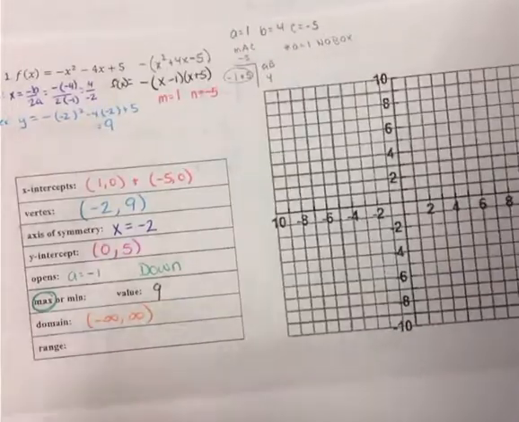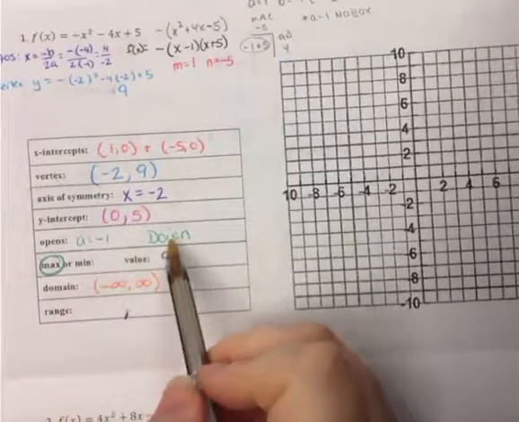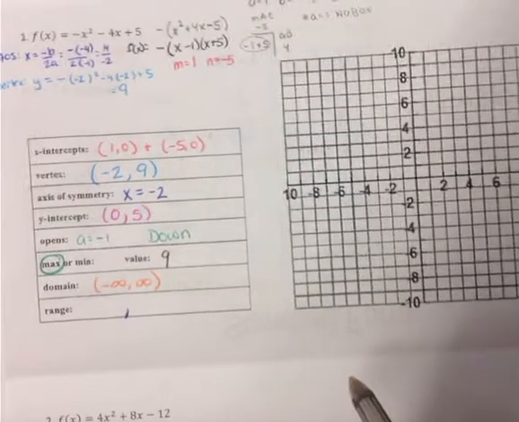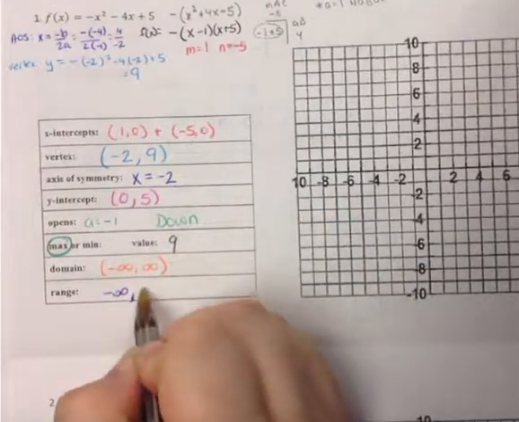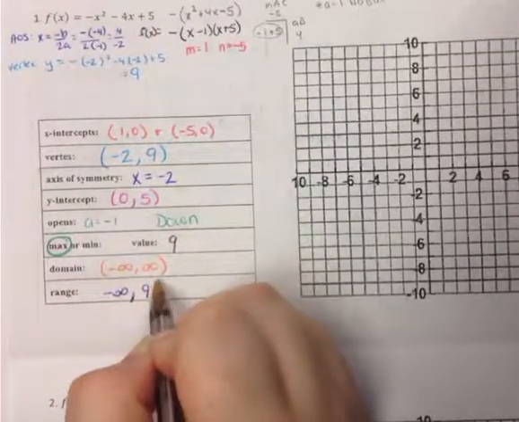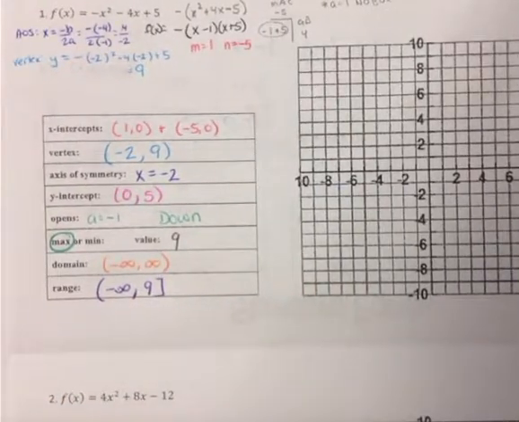And then our range will depend on if it's opening up or down. So I have my comma. It's opening down. That means it's going to keep pointing down. That's a negative infinity. Negative infinity is always on the left. So then on the right-hand side, the maximum value is 9. Open bracket on negative infinity, close bracket on 9.